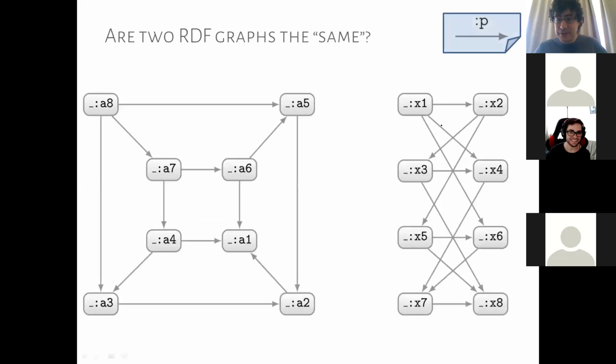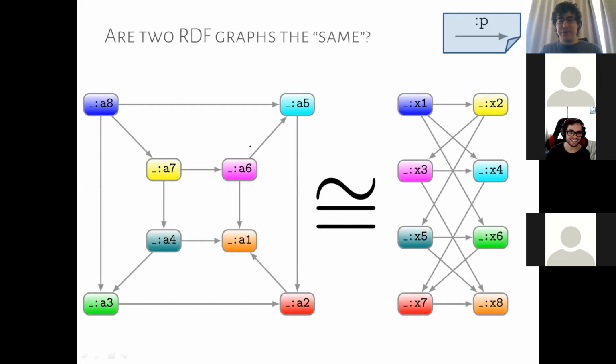To see that it's a difficult problem, we have a more difficult example here. The question is, are these two RDF graphs isomorphic? Are they the same? Here I haven't given a label, but we just assume that every edge has the predicate P. So what do you think? Are the two graphs isomorphic? It's not clear, right? The answer is that they are actually isomorphic, which you can verify with this.